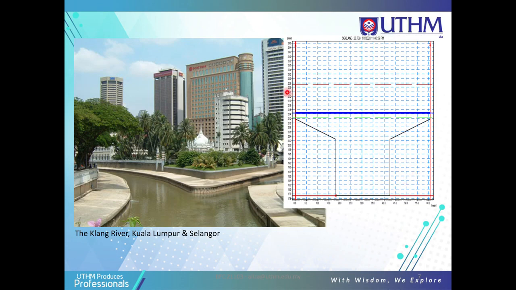Also our Klang River in KL and Selangor. The Klang River is actually a natural channel, but when we built buildings near this river, they used a concrete channel for it. The river sections are trapezoidal and also rectangular here. So this is the trapezoidal type.